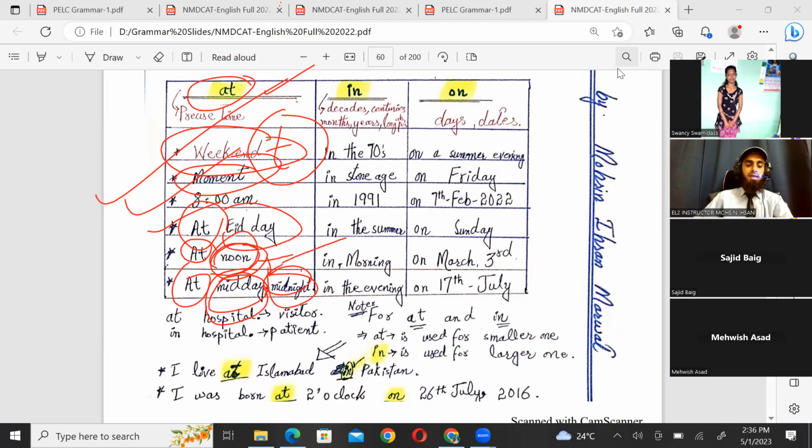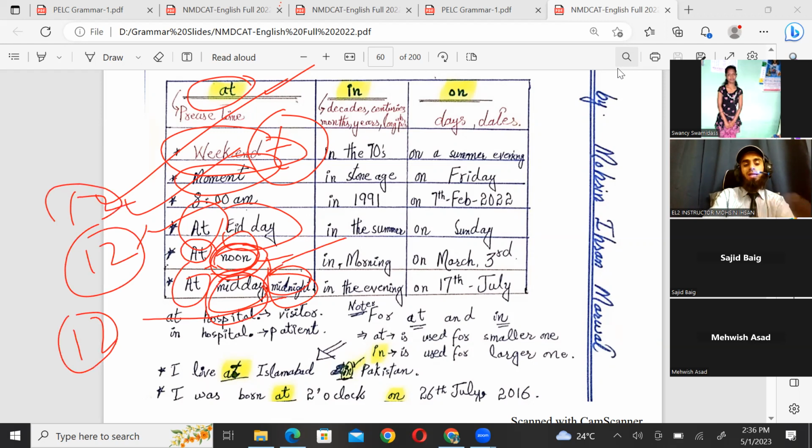Now why? Because here the noon means 12 and the midnight means 12 a.m. At noon is 12 p.m., the exact specific time. But afternoon means anytime after 12 p.m. That is not specified, and that's why we say in the morning, in the evening, in the afternoon.